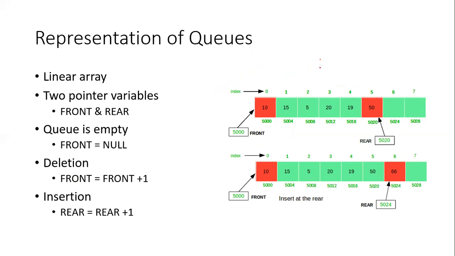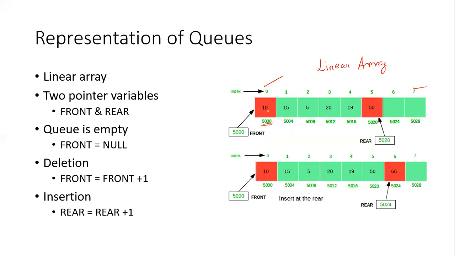A linear array will have an index. So like this, an array having index from 0 to 7, loaded with some values. Now, front is loaded with 5,000. That means front is initially pointing to the 5,000 memory address. These are the memory addresses.